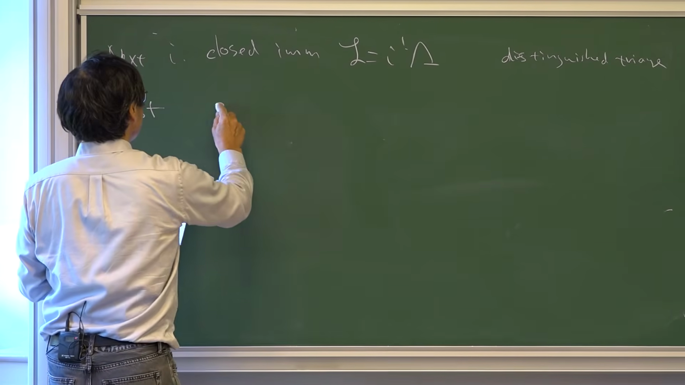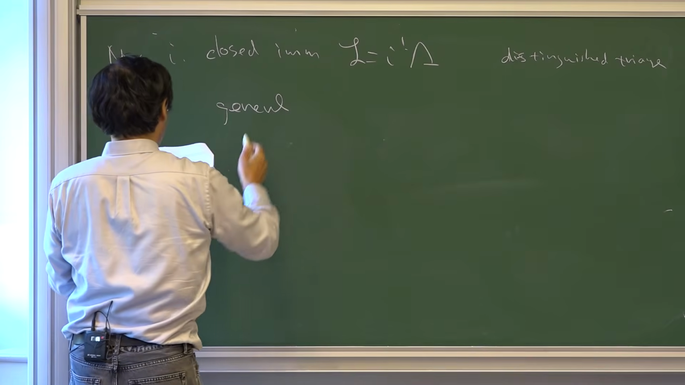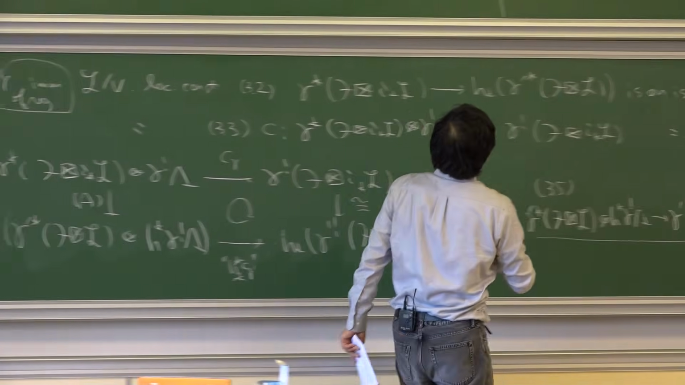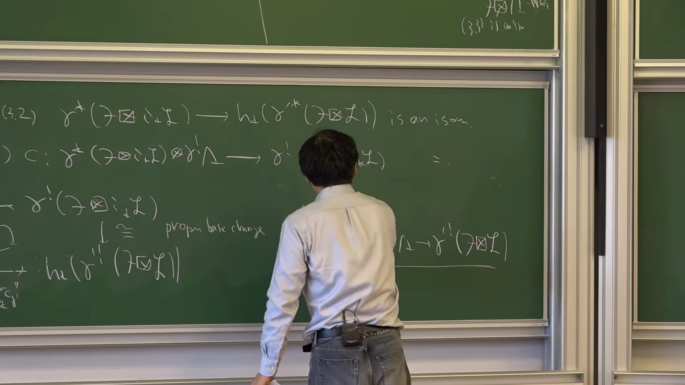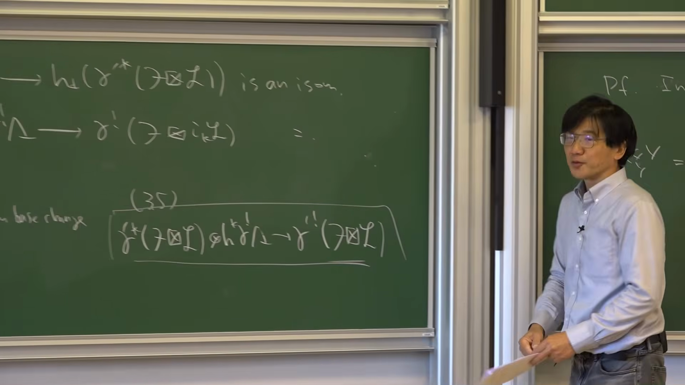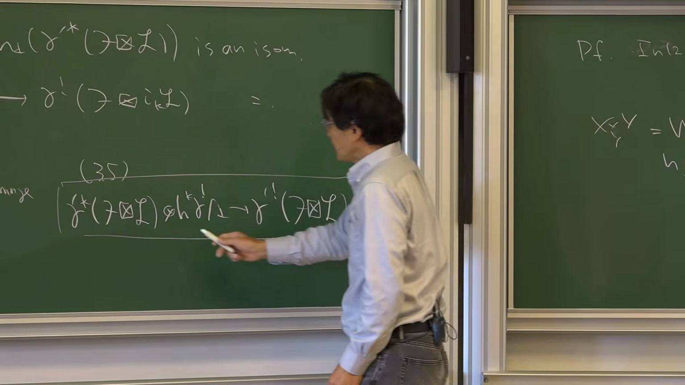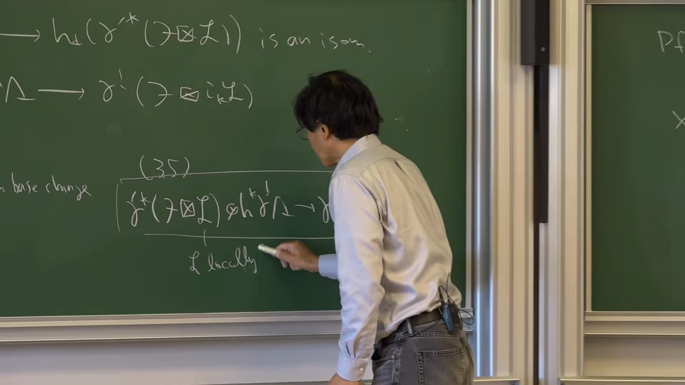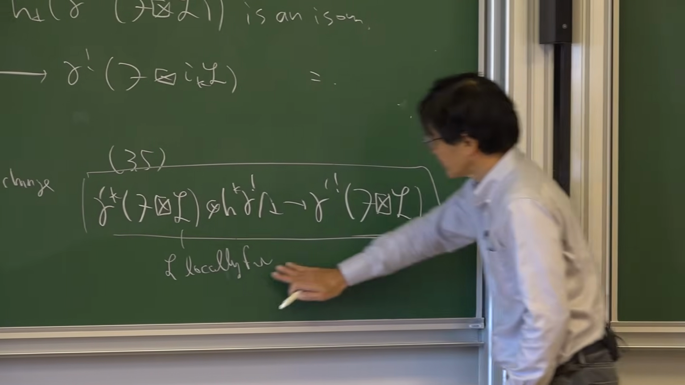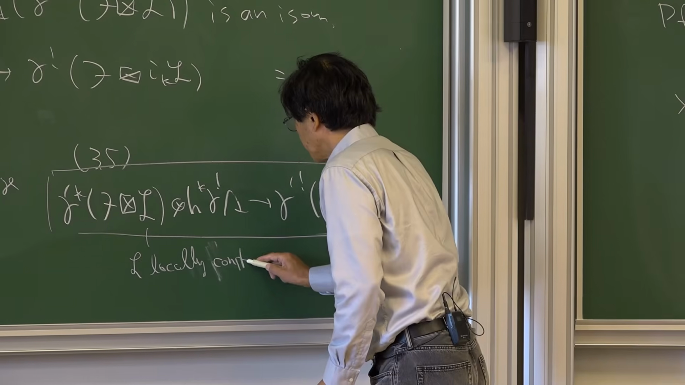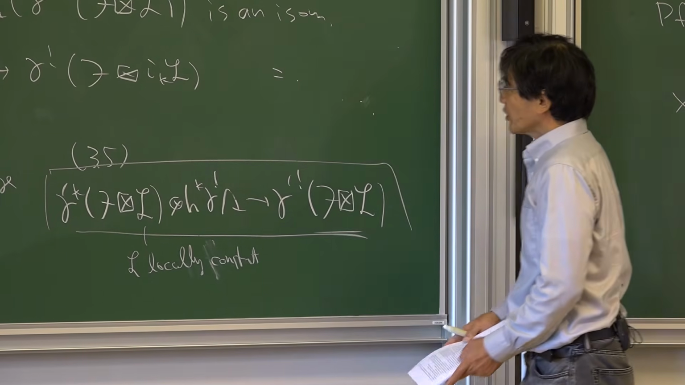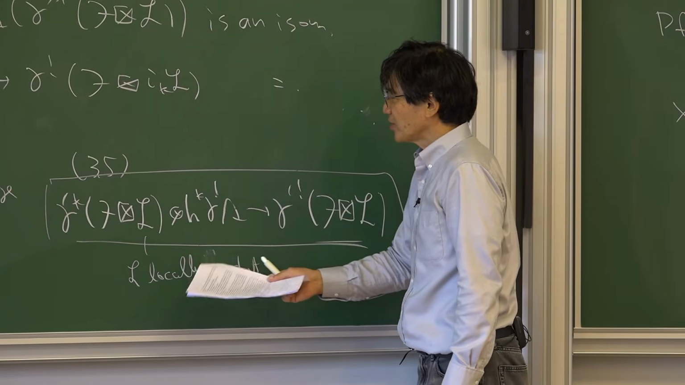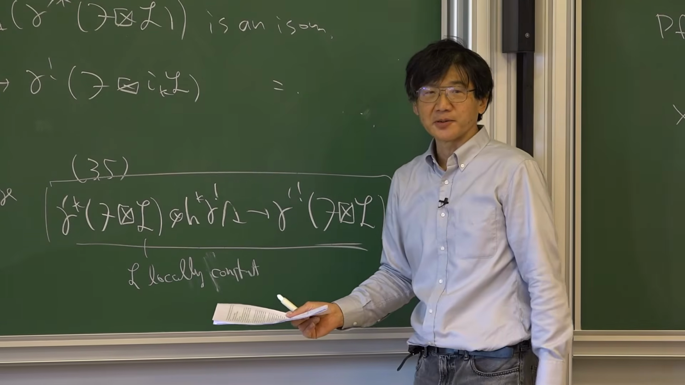So in general, we want to show that this is an isomorphism. But this L is locally free. Sorry, locally constant. So that means that it's enough to prove this isomorphism for a single non-trivial locally constant sheaf.